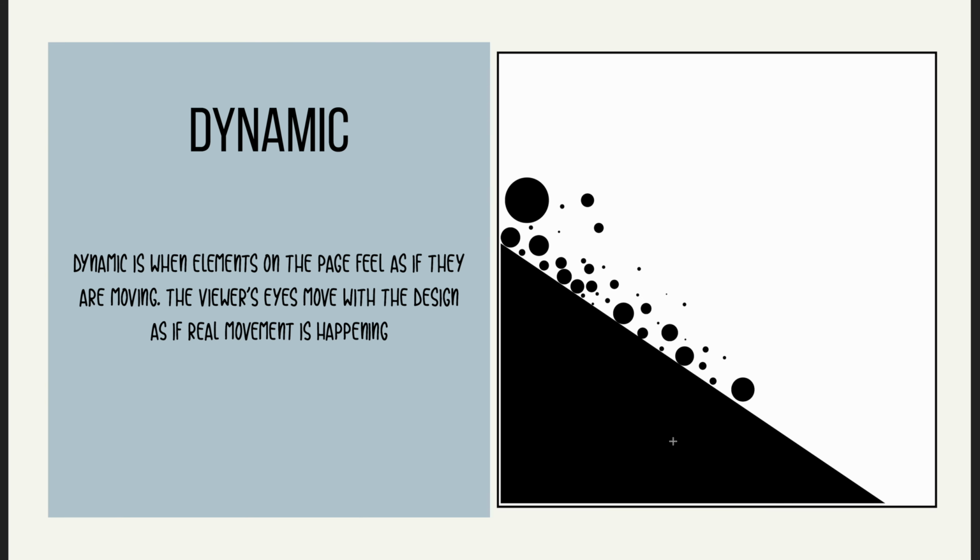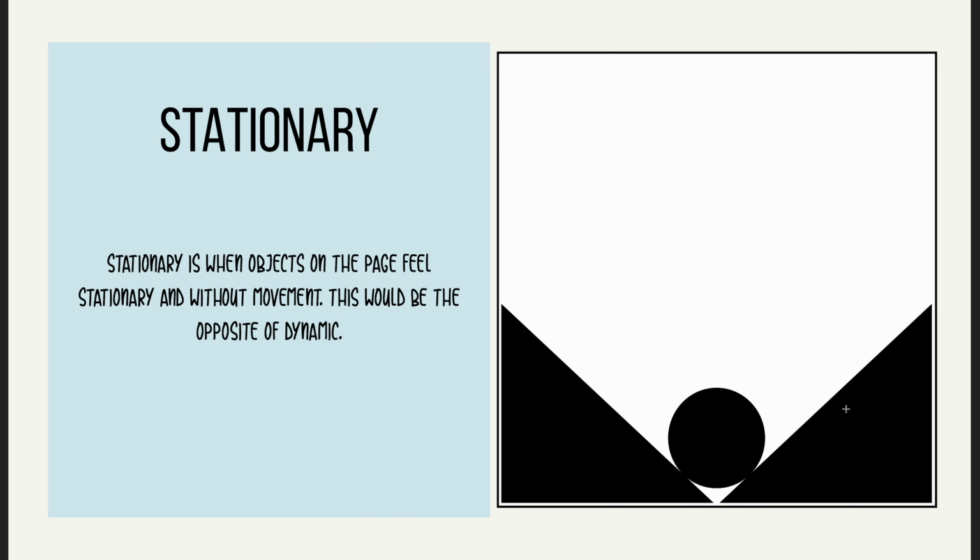Dynamic is when elements on the page feel as if they are moving. The viewer's eye moves with it as if it's real, but in reality, these are just shapes on a page, right? But it feels like they're rolling down the hill, but they're not, right? They're just shapes, but you're creating that feel. Stationary is when an object on the page feels stationary without any movement. Like this ball feels like it's stuck there in this valley, I guess. It feels like there is no movement that's going to be happening.